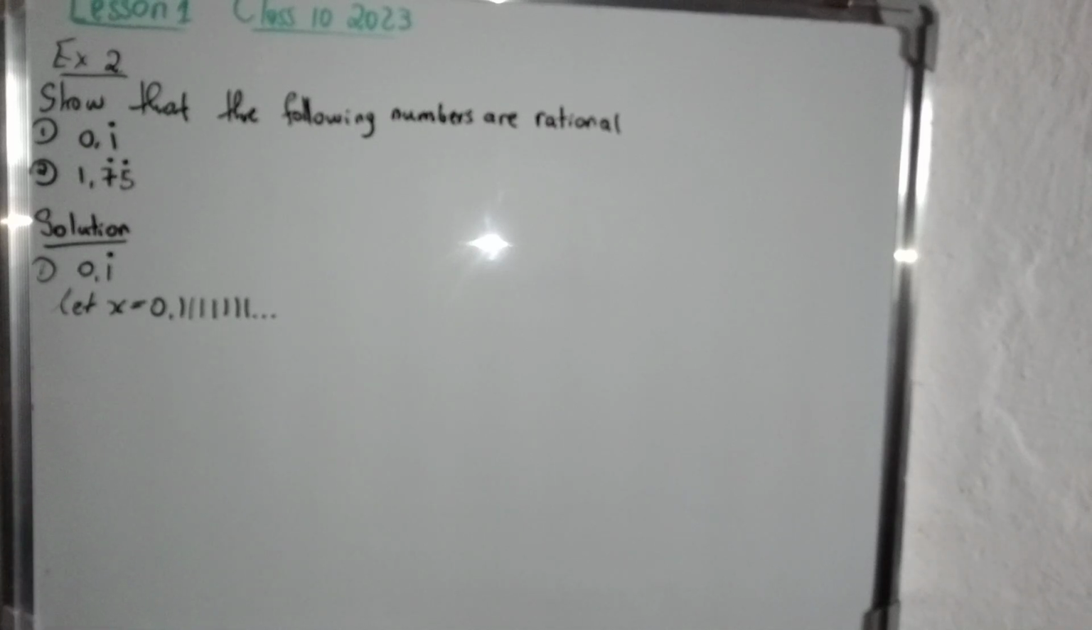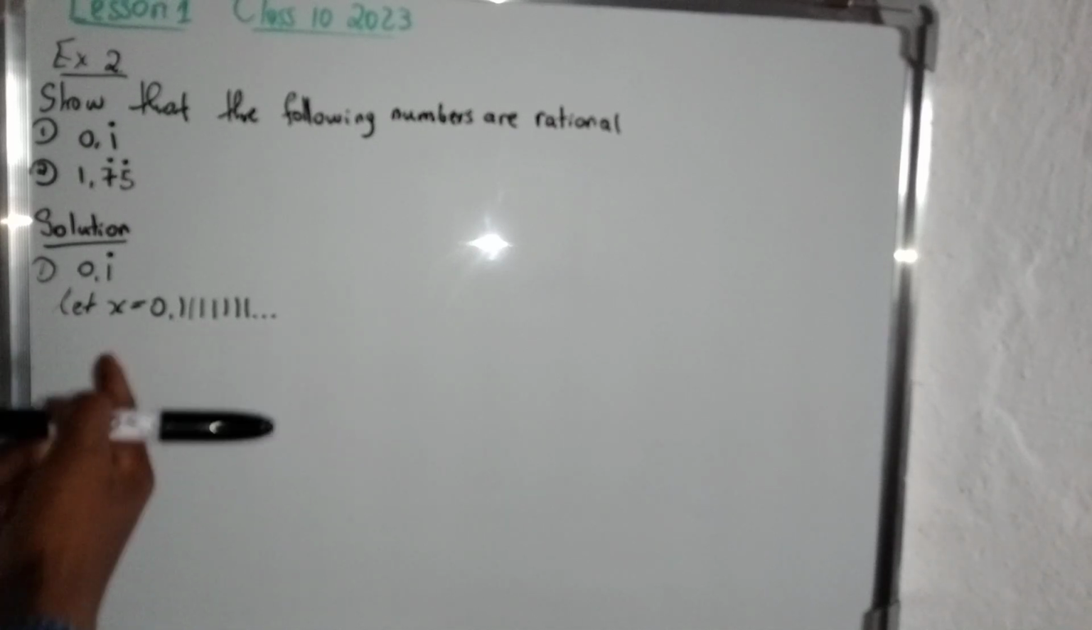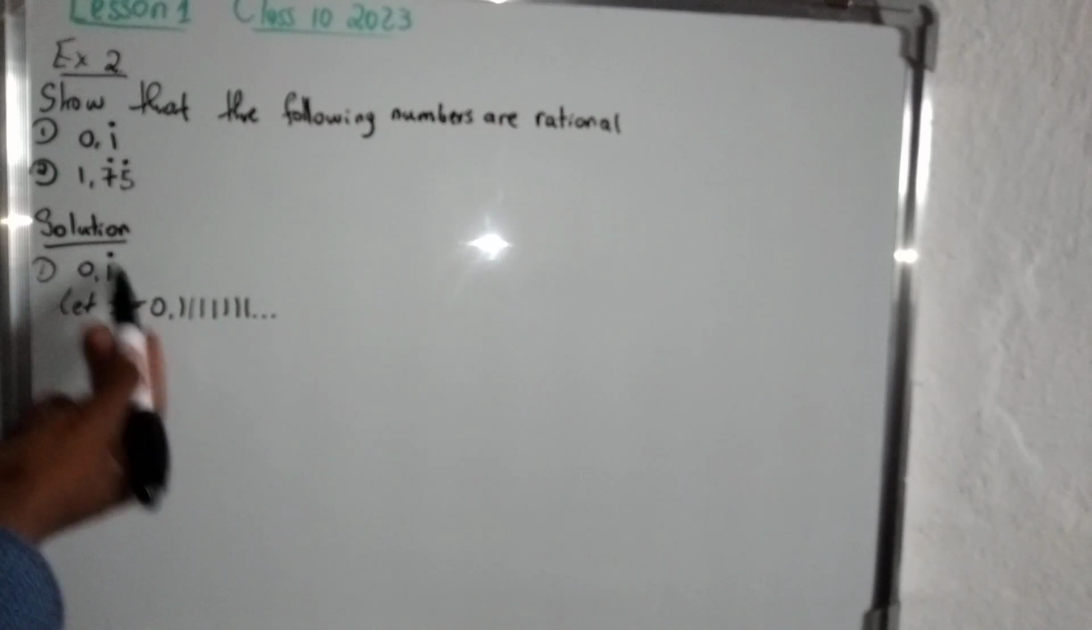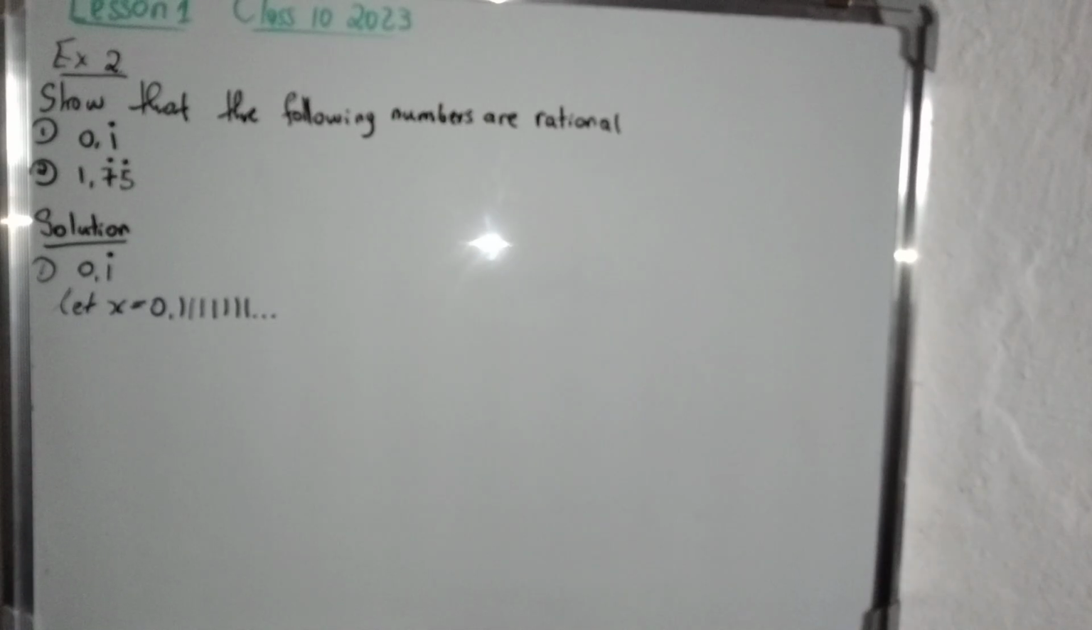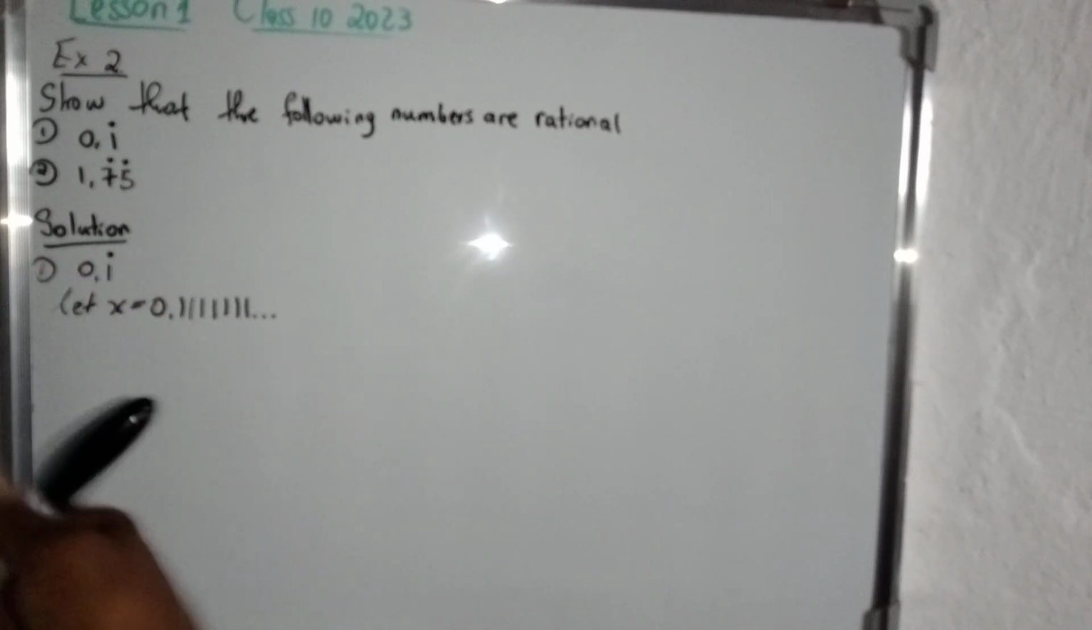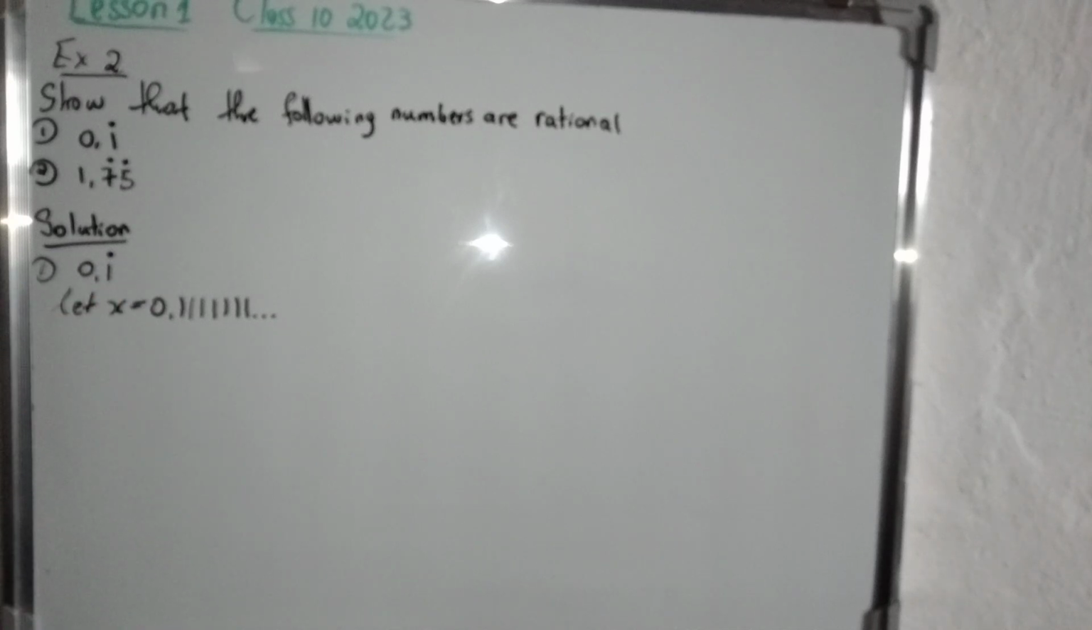Now that is the first step that you need to do when you are proving or showing that this number is rational. That dot means recurring, so you repeat that digit many times after the comma.